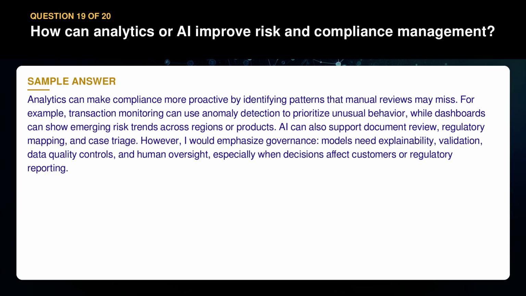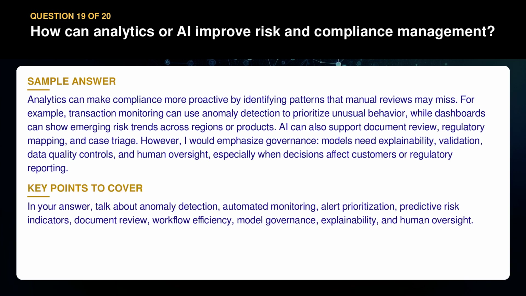Analytics can make compliance more proactive by identifying patterns that manual reviews may miss. For example, transaction monitoring can use anomaly detection to prioritize unusual behavior, while dashboards can show emerging risk trends across regions or products. AI can also support document review, regulatory mapping, and case triage. However, I would emphasize governance. Models need explainability, validation, data quality controls, and human oversight, especially when decisions affect customers or regulatory reporting.